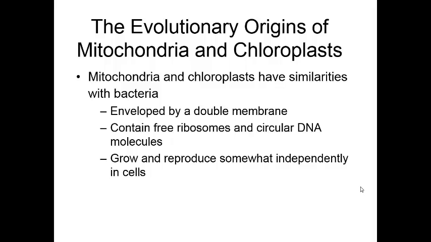Number one, mitochondria and chloroplasts both contain their own circular DNA. Remember that only bacteria have circular DNA. Mitochondria and chloroplasts have their own ribosomes. Mitochondria and chloroplasts reproduce independently of the cell that they are found within. So they're like their own separate organism living inside the larger eukaryotic cell. Both chloroplasts and mitochondria have a similar structure. They both contain a double membrane.